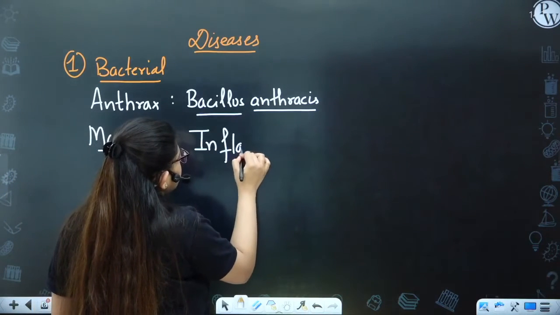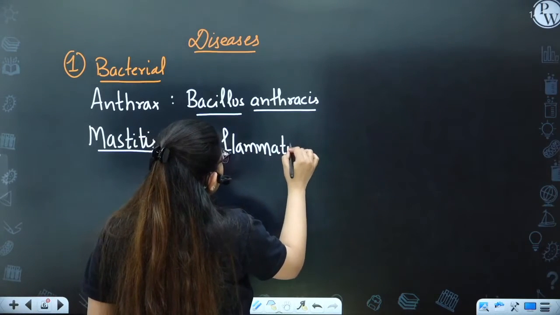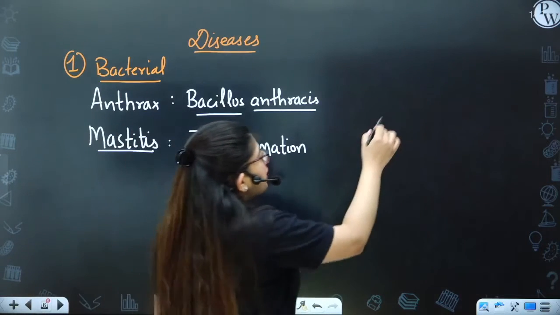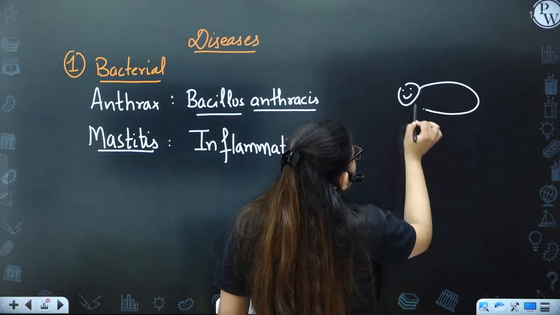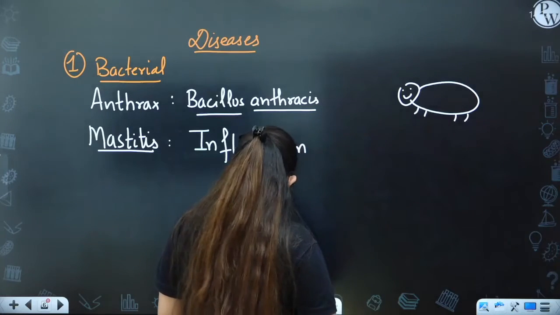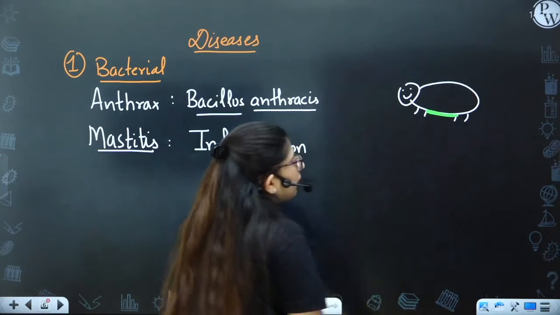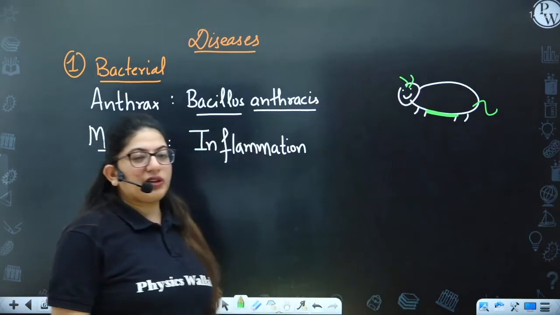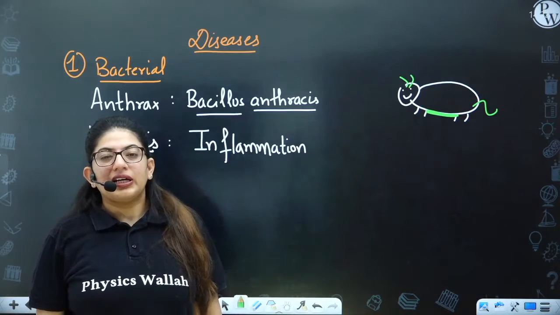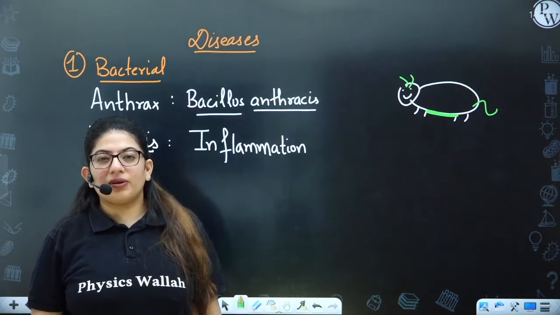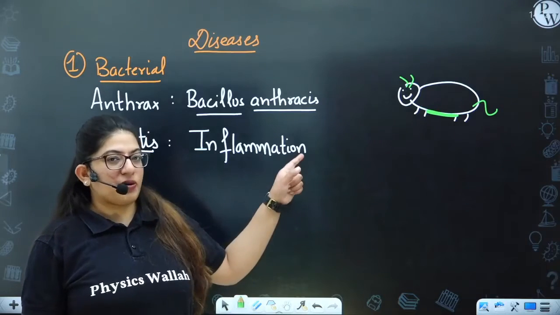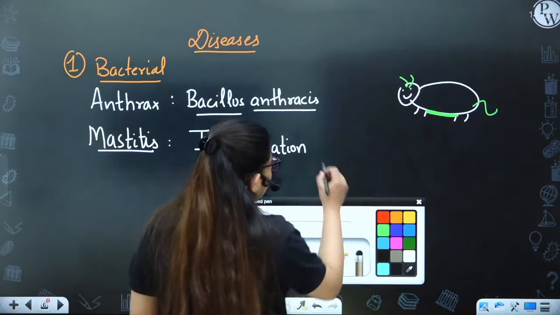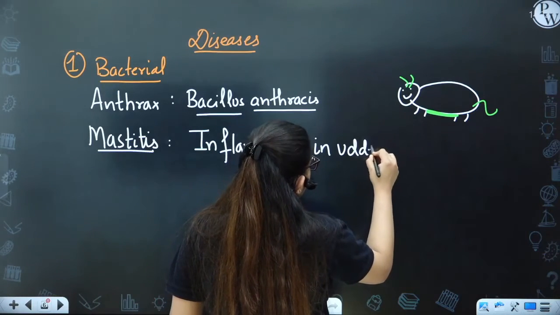What is the udder region? Udder is the region where the female's mammary glands are present, the beneath region. If this is the cow, then this belly region is the udder region. Yes, it also has horns. I drew this in another class, and the kids were saying that's not a cow, that's a cat, but that's Diksha ma'am's cow. So that's the inflammation in the udder region.